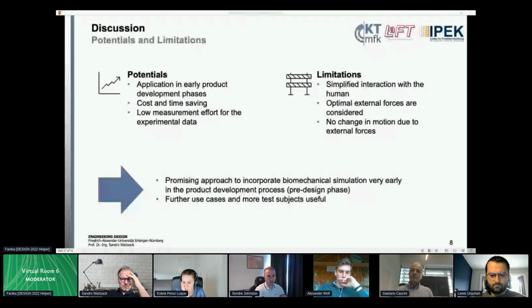For example, the interaction of the human with exoskeleton and power tool is only present as an external force, and the reaction forces are quite simplified. The external force is considered only in y direction, and there's no change in motion due to external forces.